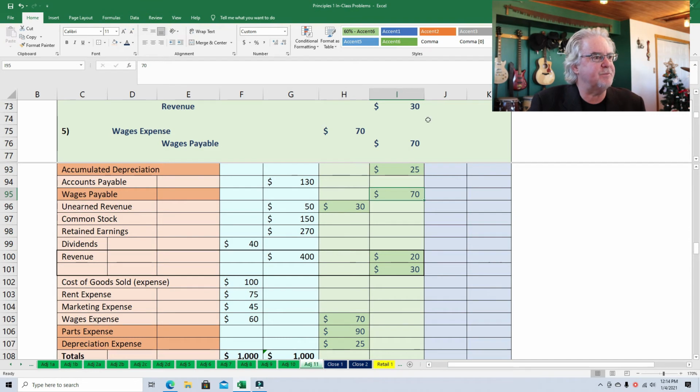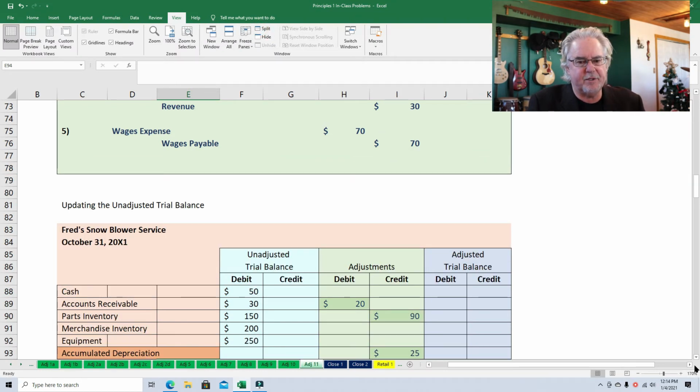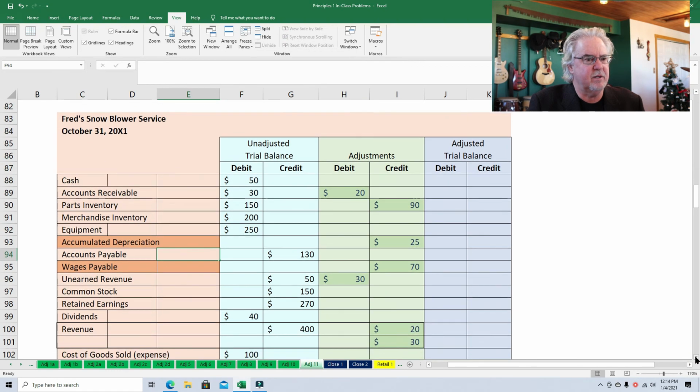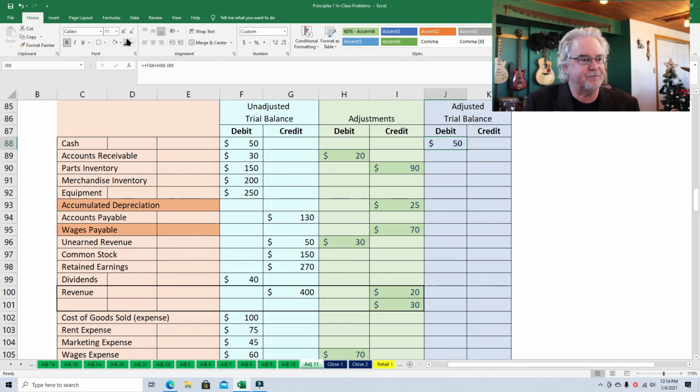All right, so I'm going to get rid of this split so we can see a little easier here. Here we go, and come down and look at this spreadsheet in its entirety. All right, so all we're going to do now is figure out this adjusted trial balance, and it's really easy. Here's how we do it. I'll just do 5 or 6 of them, and you'll get the hang of it here. So let's start with cash. So cash has a debit balance here in the unadjusted trial balance of $50. There are no adjustments, so let's carry it across here, and it'll have a debit balance of $50. All right, and all we're doing is carrying it across here.